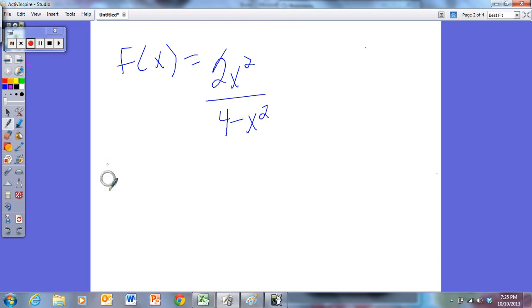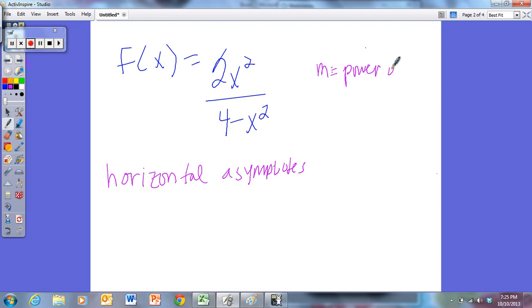Okay, horizontal asymptotes. Those are the harder ones, so we're going to get those out of the way first. There are 3 rules for horizontal asymptotes. We're going to call m the power of the numerator, the highest exponent in the numerator. We're going to call n the power of the denominator, the highest exponent in the denominator.